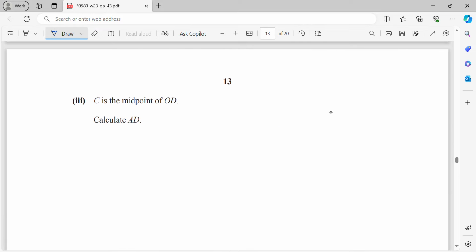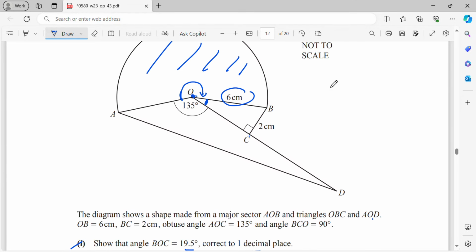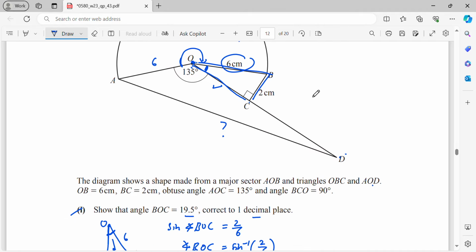Now part 3. C is the midpoint of OD. Calculate AD. C is the midpoint of OD, and now you need to find AD. I know that this is 6. I need to find OD first, and before that I have to find OC. This OC can be found using this right angle triangle or Pythagoras theorem. I will use cos, because this is the adjacent side of 19.5 degrees.